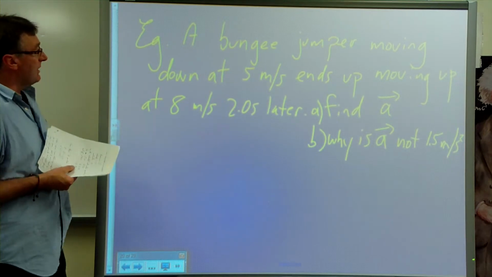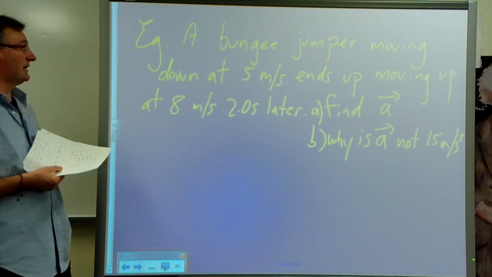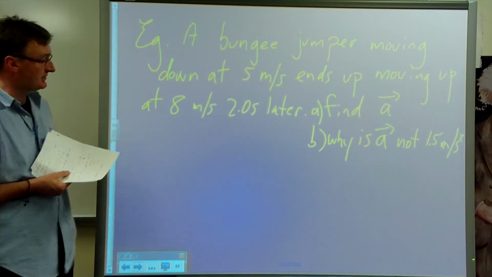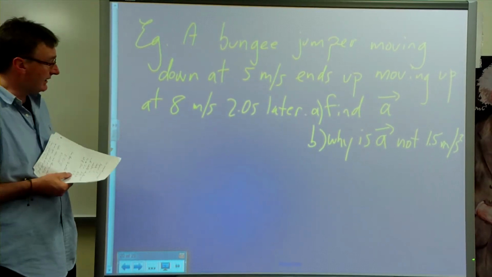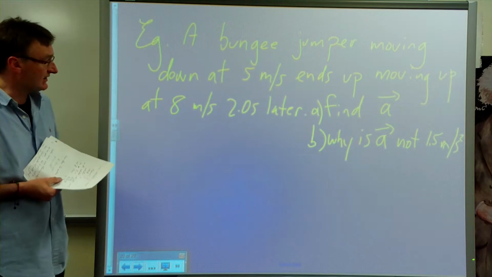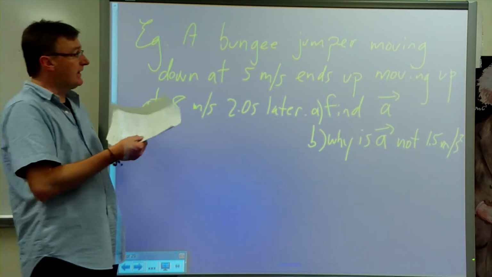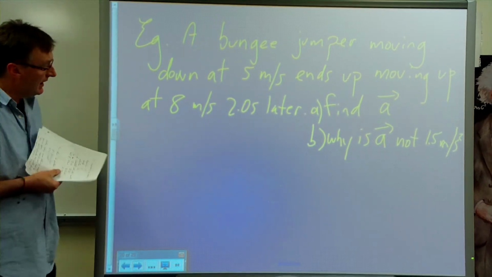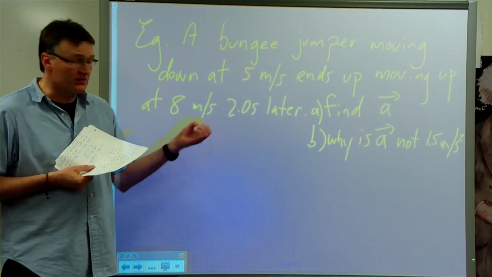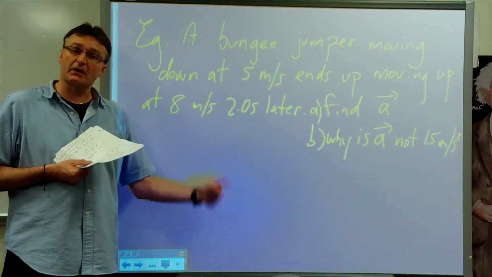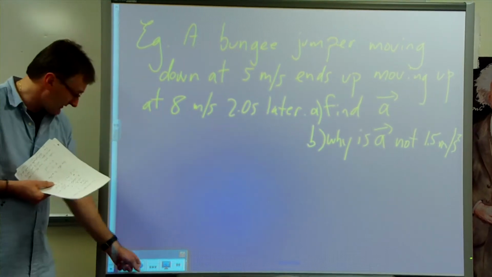And so here's our problem. We have a bungee jumper who's moving down at 5 meters per second, and then ends up moving up at 8 meters per second 2.0 seconds later. So we want to find the acceleration of this bungee jumper, and when we get the correct solution, we'll see that it is not 1.5 meters per second squared, and we'll explain why that is.